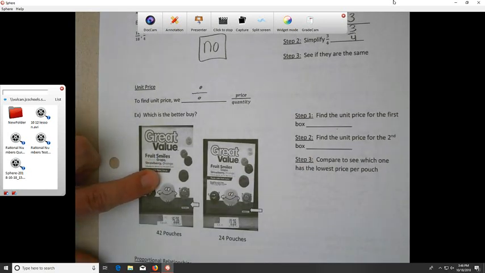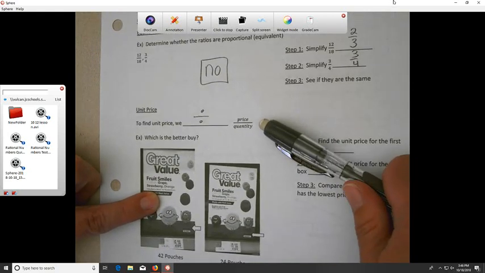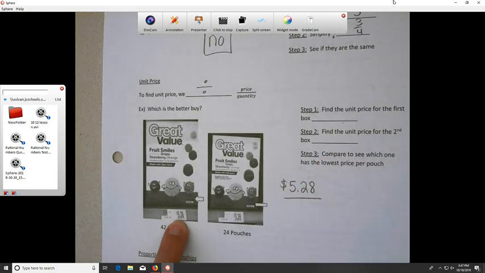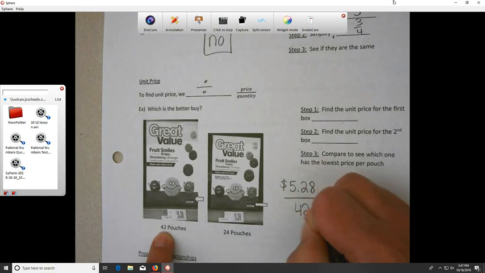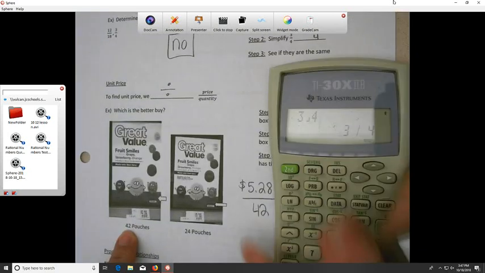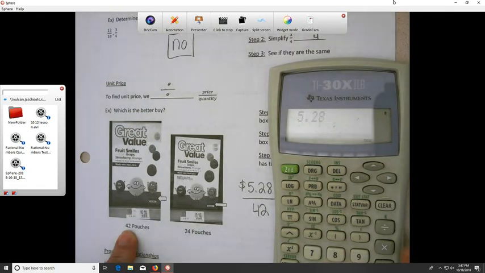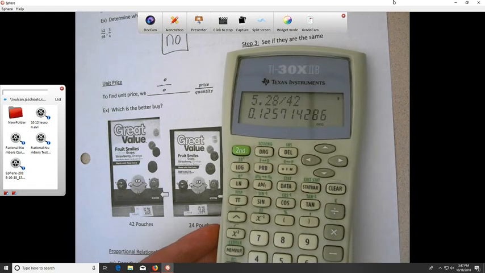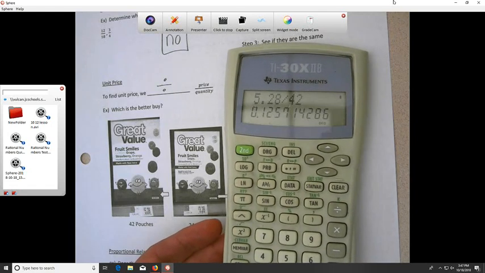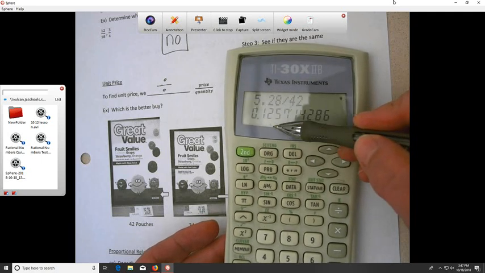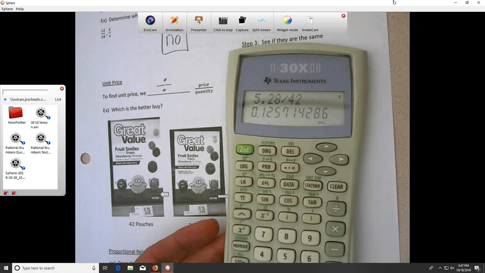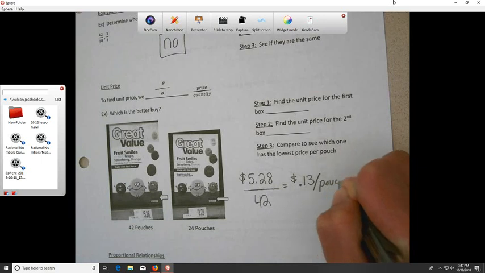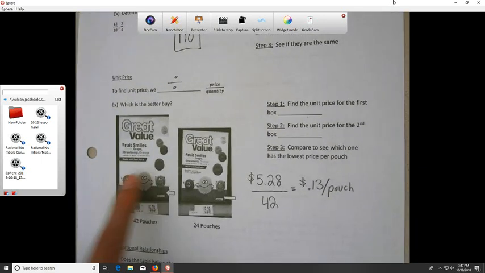So for this box over here, we said we're going to divide price by quantity. So my price is going to be $5.28, and I'm going to divide that by 42 since that's how many pouches I'm getting. So I'll take my calculator and type in $5.28 divided by 42. Now I'm going to get this big long decimal, but because we're talking about money here, we can only keep two decimal places. So I need to cut this off after the 2. So the 5 is going to tell the 2 to round up. So this is going to be 13 cents per pouch. So each pouch in that package costs 13 cents.